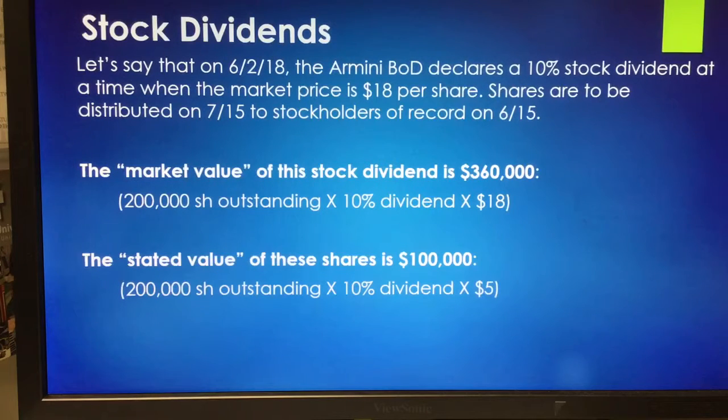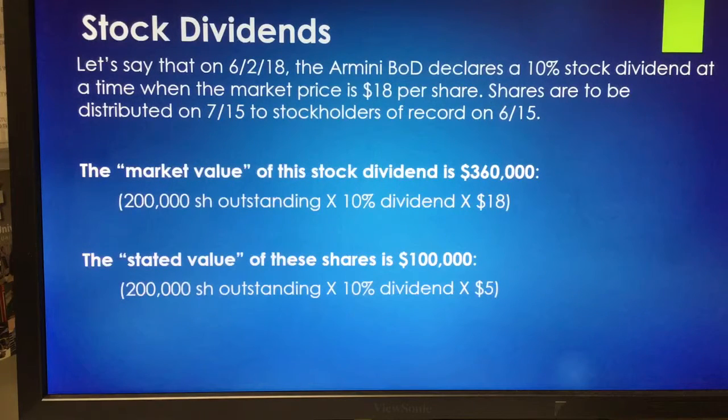Now, here are some important calculations to recognize. We're going to calculate what's called, in quotes, the market value of the stock dividend, and that's $360,000. Where does that come from? Well, notice the shares outstanding are 200,000. The stock dividend, as a percentage of those shares, is 10%. 10% of 200,000 gives us 20,000 new shares being issued, and those shares are worth $18 each. So 20,000 shares times $18 is $360,000. That's deemed to be the market value of that stock dividend.